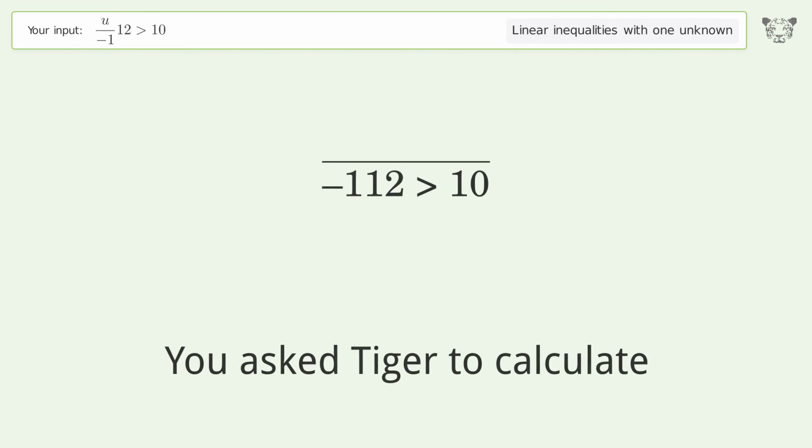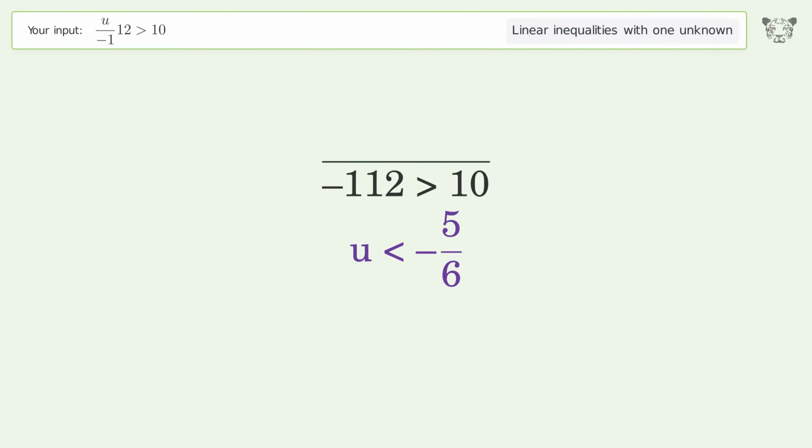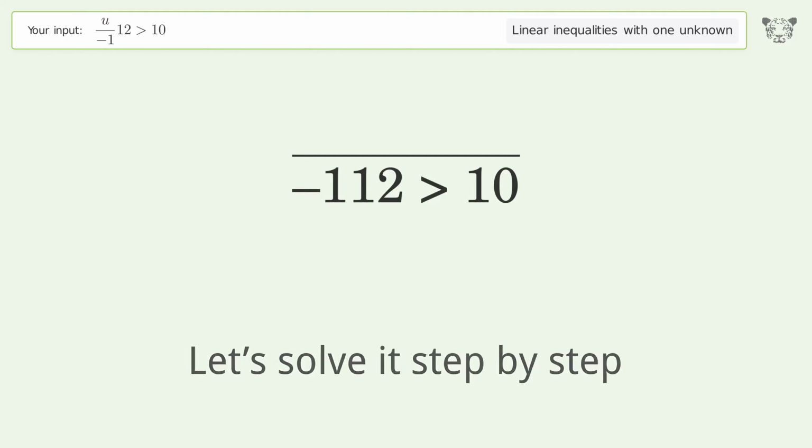You ask Tiger to calculate. This deals with linear inequalities with one unknown. The final result is u smaller than -5/6. Let's solve it step by step.